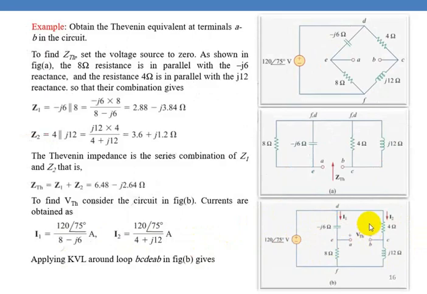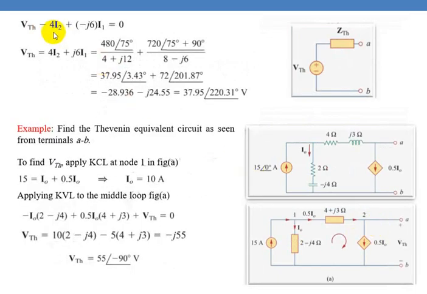Now take this mesh and write the KVL equation. So the polarity is like this. This end is plus, this end is minus, and here the current entering end is plus and this end is minus, and here the current entering end is plus, this is minus. Therefore we can write: plus VTH minus I2 into 4 plus I1 into minus J6 equal to 0. Just write the KVL equation for this mesh. So from this you find VTH will be equal to 4I2 plus J6I1.